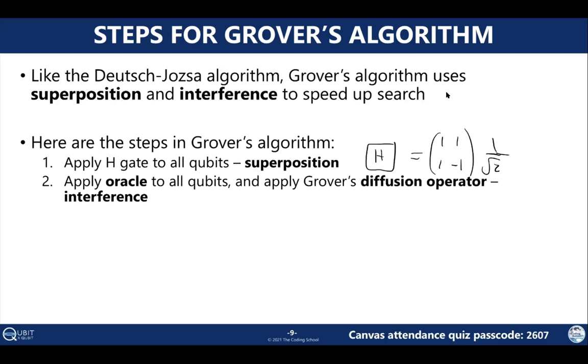This is not a multi-step process. This is all in your for loop. And then at the end, you measure all the qubits. So this here is your state prep, so this is outside of your loop. And this is your measure.